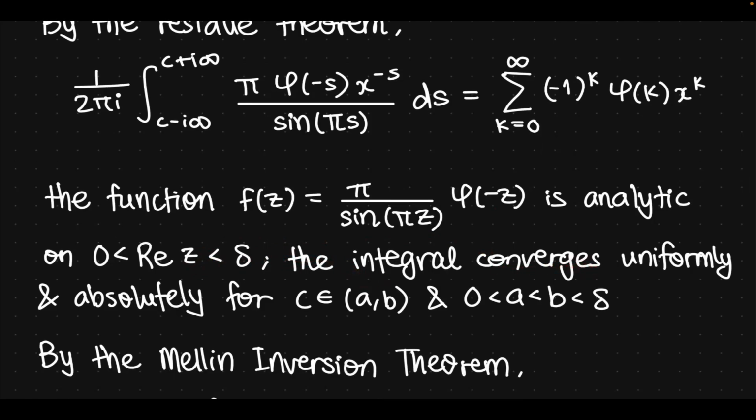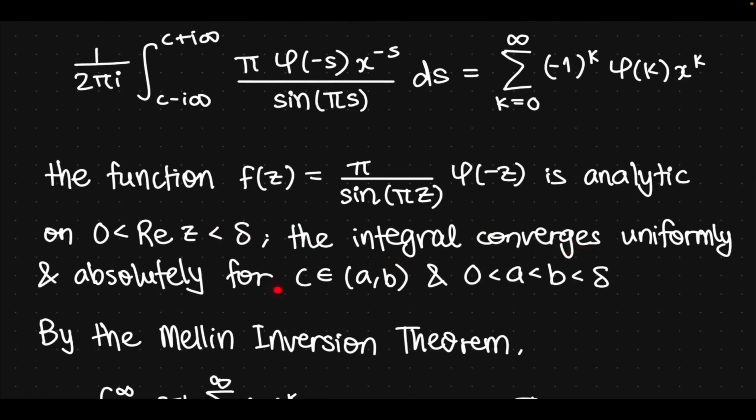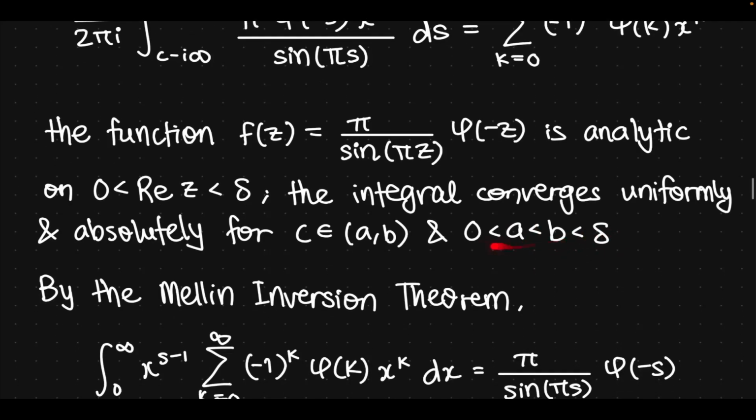The integral converges uniformly and absolutely for c belonging to (a, b), and 0 is less than a less than b less than delta, because again c has to be less than delta, right? So a and b are such that we can place the c anywhere in between them, because b is less than delta, therefore c must be less than delta. So that's just like a convenient kind of range that we have. And again, all of this depends on having that strip.